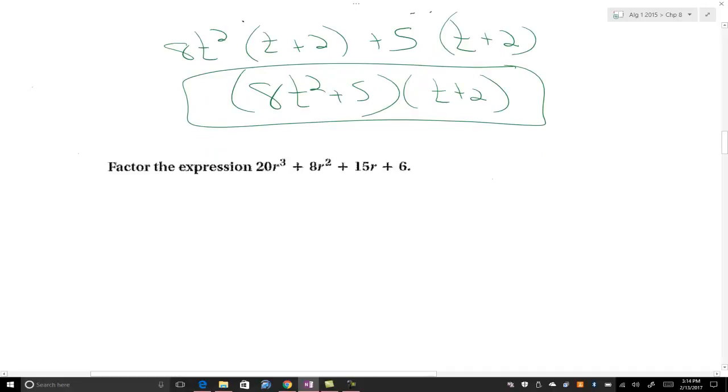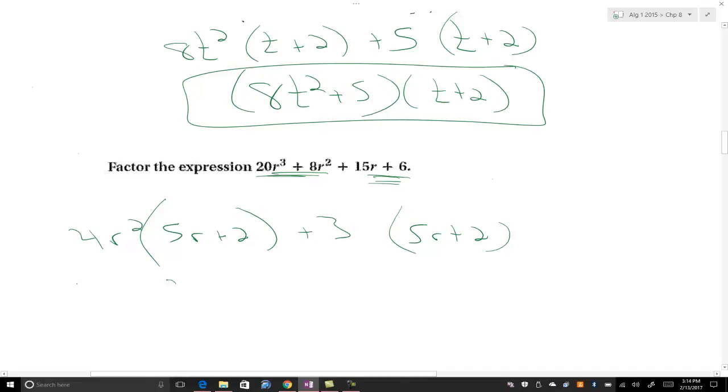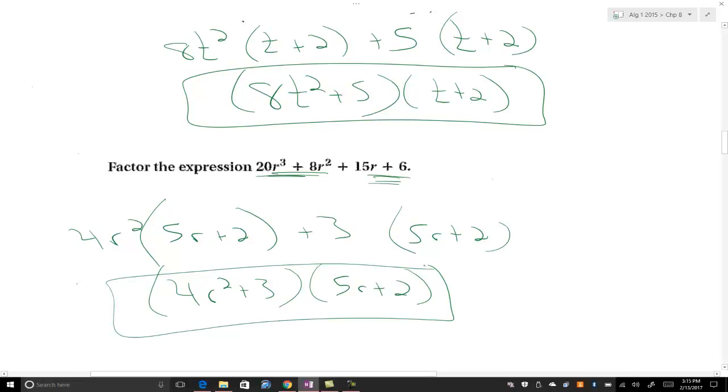So just think about what you're doing. 20 and 8. My notes are squared. 20 and 8, that's 4. So we got 5r plus 2. I want to get 5r plus 2 again. So this must be plus 3. 4r squared plus 3. So I'm just keeping an eye out now that my GCFs don't have a GCF. Nope. So 4 and 3, we're all set there.